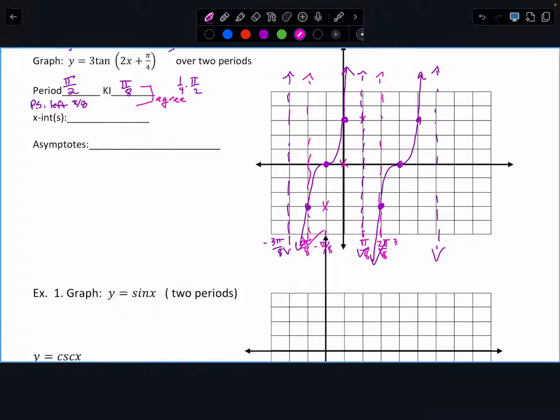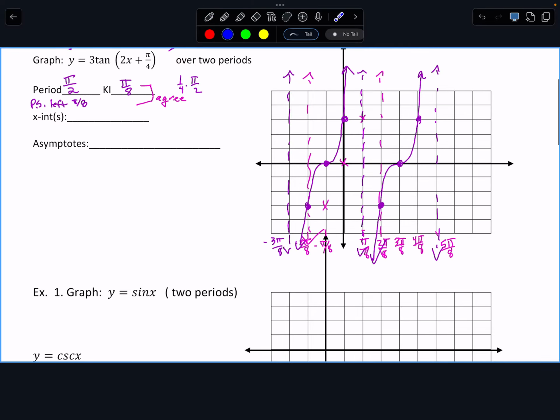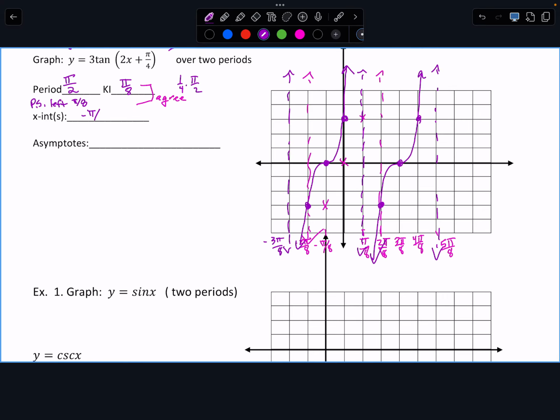And those are going to, let's see, we have 3 pi/8, 4 pi/8, and 5 pi/8. So my x-intercepts are at -pi/8 and then at 3 pi/8. Again, the distance between those should be equal to your period, and the distance between those is pi/2.